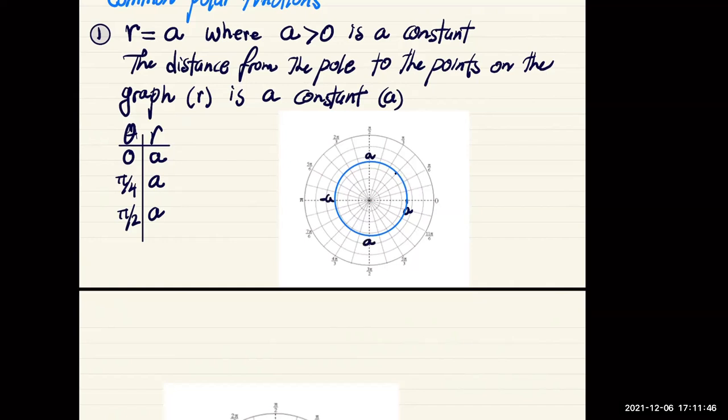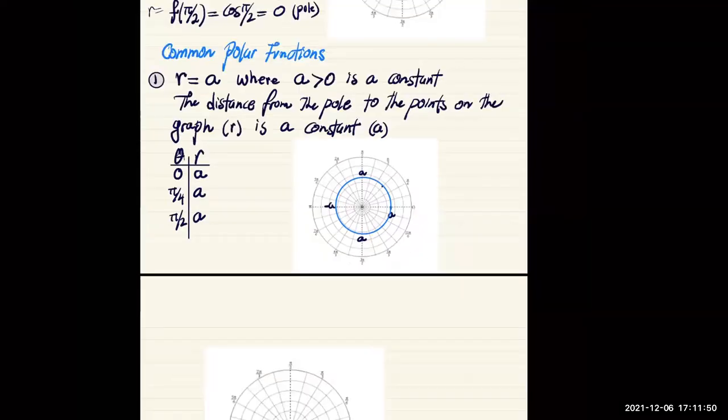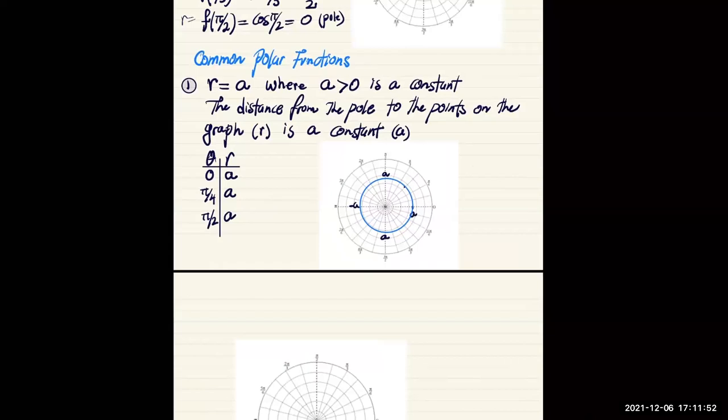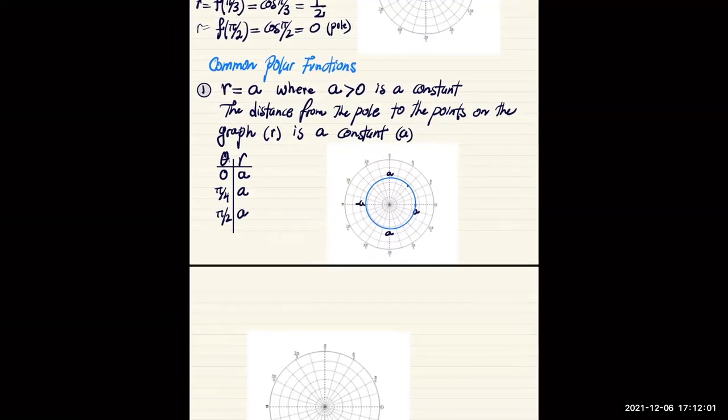Go a units in all directions and you get exactly a circle. All right, so r equal to some number in polar form gives you a circle. Isn't that great? The equation of a circle in polar form is a constant. That makes calculation for circles really easy, guys, really easy.